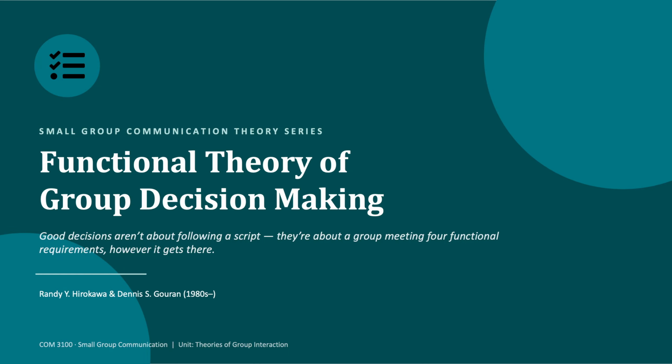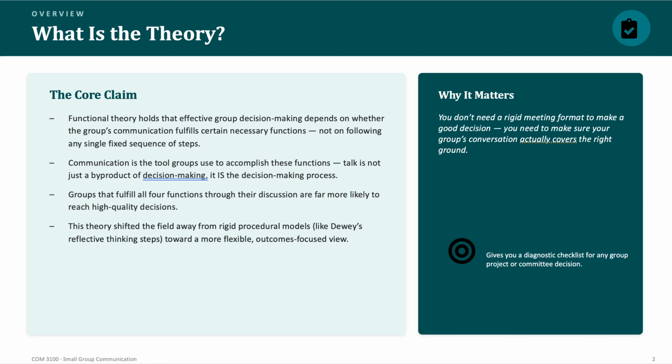So this functional theory of group decision making focuses on the communication that happens within the group and how important that is to make groups successful. Right? Again, group decision making depends on whether the group's communication fulfills certain necessary functions. There are 4 of them, so we'll talk about that in a little bit. Right? Talk is not just a byproduct of decision making, it is the decision making process.